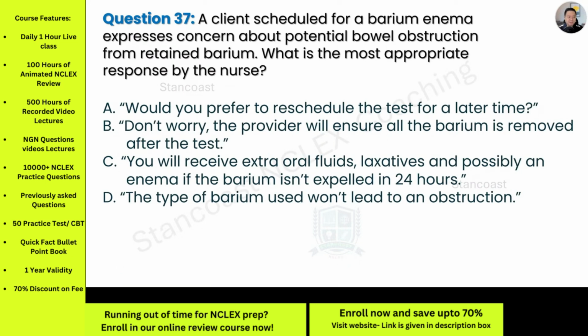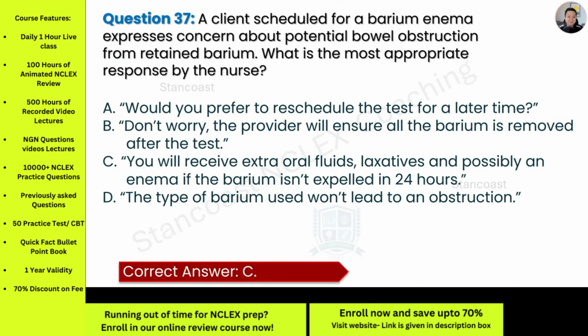Number 37, a client scheduled for a barium enema expresses concern about potential bowel obstruction from retained barium. What is the most appropriate response by the nurse? A. Would you prefer to reschedule the test for a later time? B. Don't worry, the provider will ensure all the barium is removed after the test. C. You will receive extra oral fluids, laxatives, and possibly an enema if the barium isn't expelled in 24 hours. D. The type of barium used won't lead to an obstruction. The answer here is letter C.